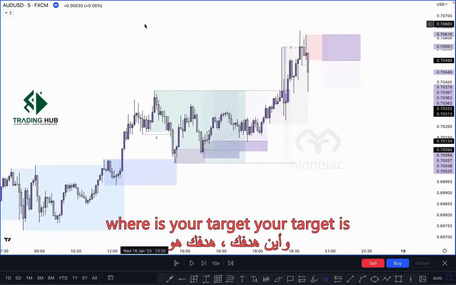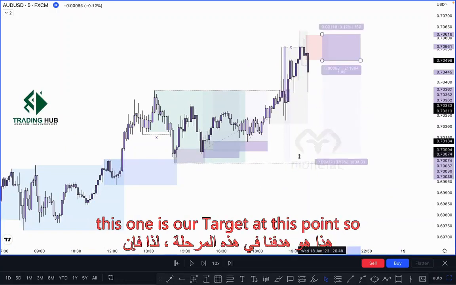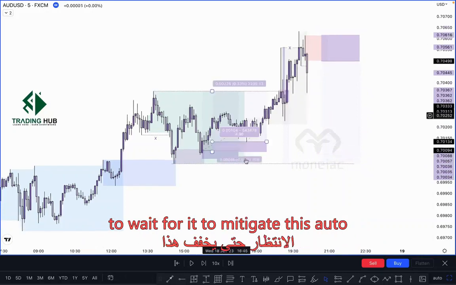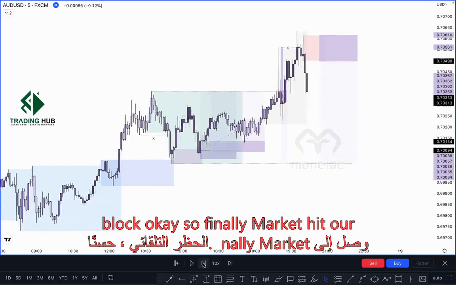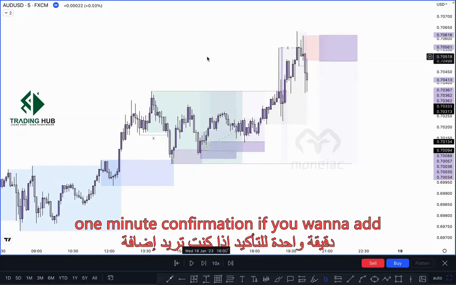And where is your target? Your target is the London session low, which is here. So this one is our target at this point. This one is our first entry, so you have to wait for it to mitigate this order block. Okay, so finally the market hit our order block. Now you have to wait for a 1-minute confirmation if you want to add one more position.